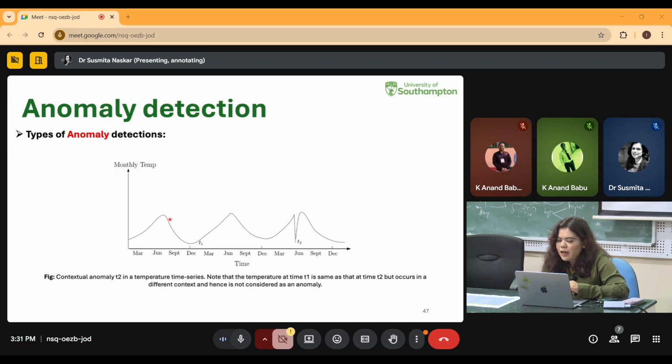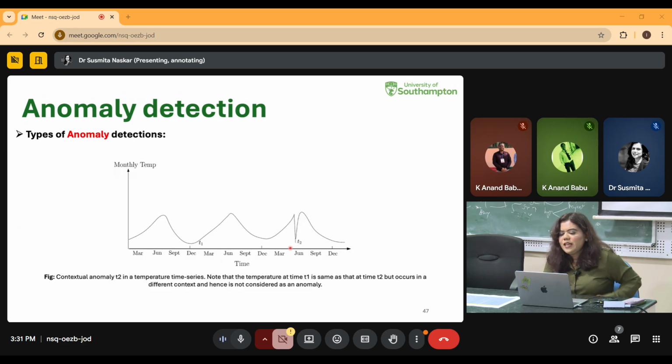This is a graph. It shows the monthly temperature data over several years. Now if you notice this point T1 here, and this point T2, you can see that the values of point T1 and point T2 are almost the same, isn't it? So what is different here? The time, right? The month is different.